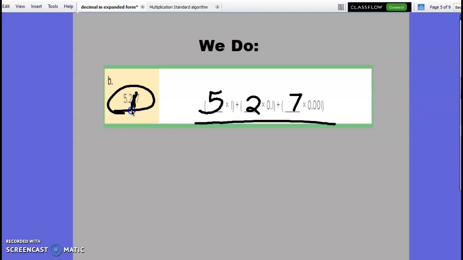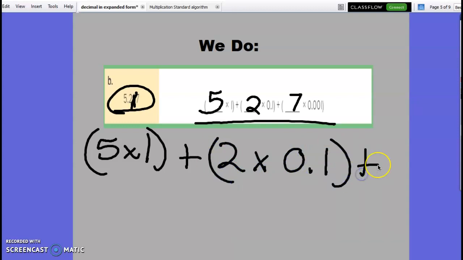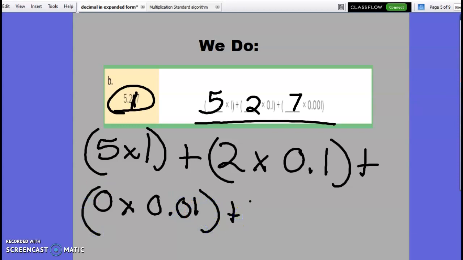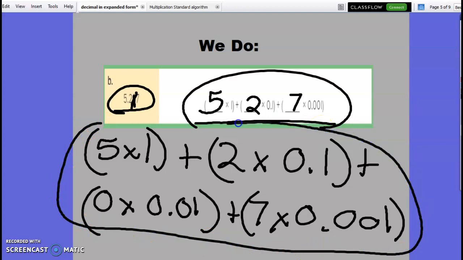Another way to write this is 5 sets of 1 plus 2 sets of tenths plus 0 sets of 100ths plus 7 sets of 1,000. You need to know that both of these answers give the same exact value. So if you did it either way, I would suggest you write it both ways so that you know how to do it.